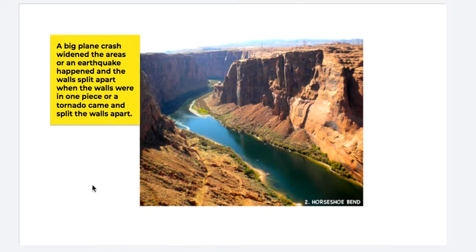Here's our next picture, Horseshoe Bend. Maybe there's a couple suggestions for this one. Maybe a big plane crash widened the areas, or an earthquake happened and the walls split apart when maybe this was all like one wall when it was in one piece, or like a tornado came and split the walls apart. So thinking about where all this water is flowing through, it didn't used to be like that. These parts were once connected, but something split it apart.